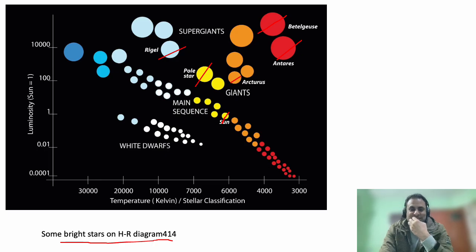So we see that all of them are not in the same class. Our sun is a dwarf star, but Antares and Betelgeuse are red giants or supergiants, and Rigel is a kind of blue giant star. So they are different types of stars.